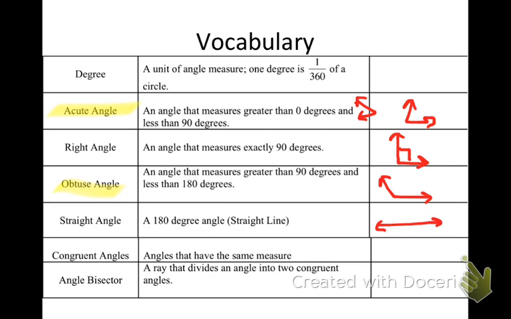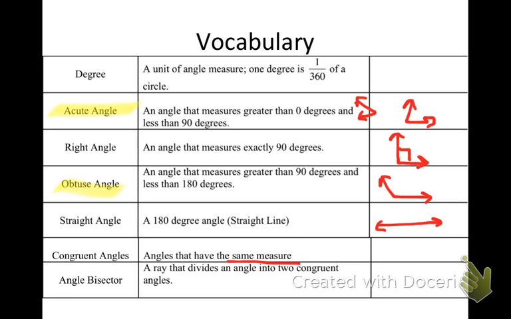What does the word congruent mean, Jake? Same. Yesterday we talked about congruent segments. Congruent segments have the same what? Same length. So what do congruent angles have, you suppose? The same measure of the angle, right? Yep. So congruent angles have the same measure.